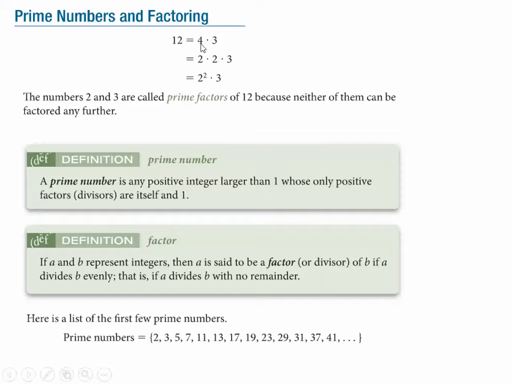We just say, okay, what two numbers multiply to give you 12? 4 times 3. If we did 2 times 6, it would have been the same thing, right? Eventually, the 4 breaks down into 2 and 2. If we did 2 times 6, the 6 would have broken down to 2 and 3. But these are the prime factors of 12. It's 2 to the second power times 3.